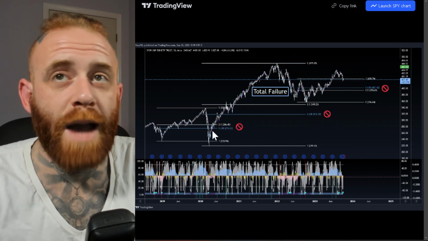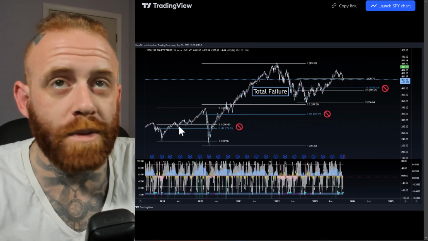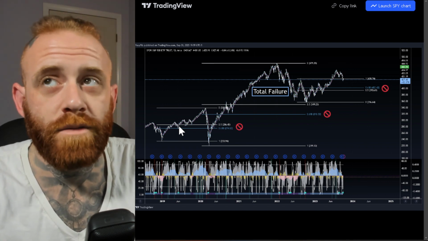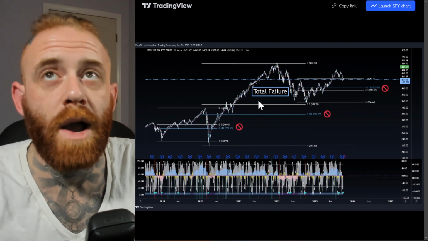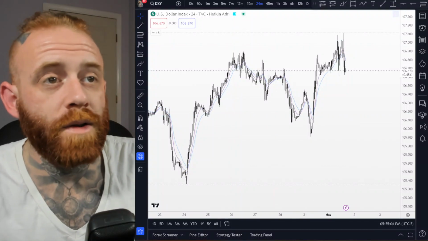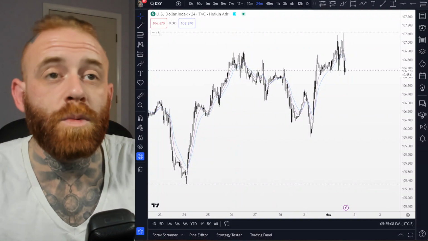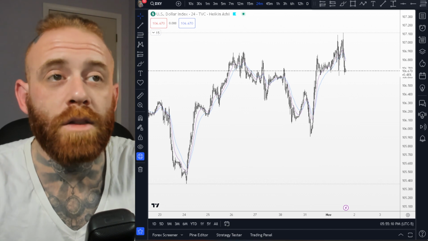Here is a good example of absolute failure. No matter which way I pulled it, it just failed, failed, failed, and failed. This is the spider, the SPY. So there are these scenarios where Fibonacci seems to work, and it seems to work relatively well on larger time frames.